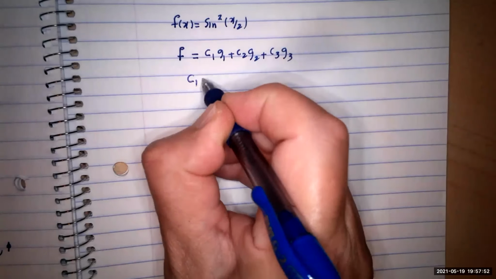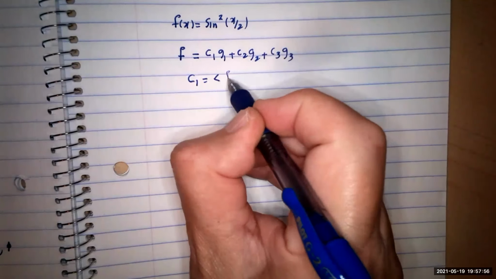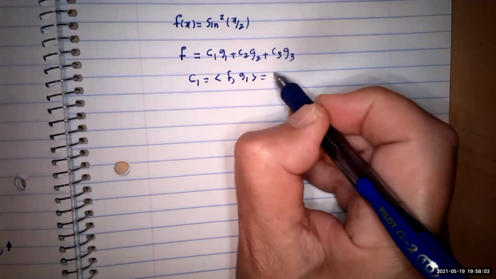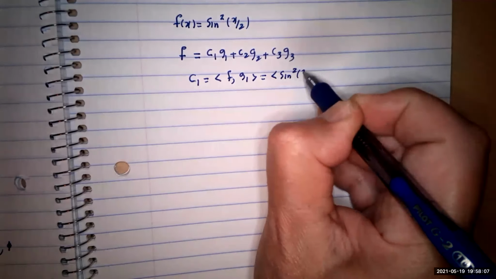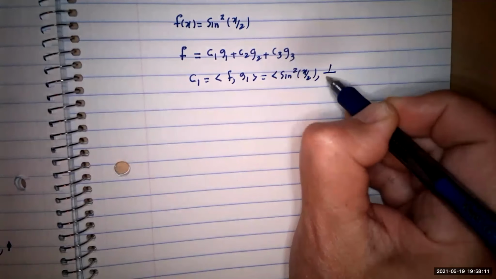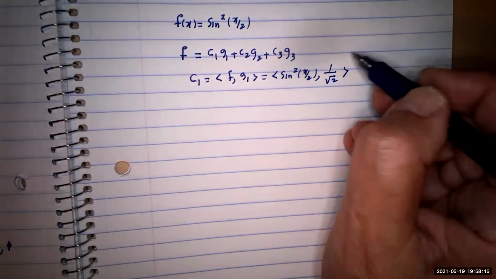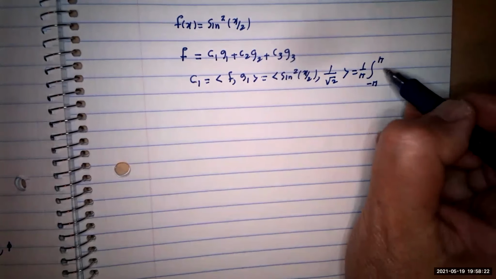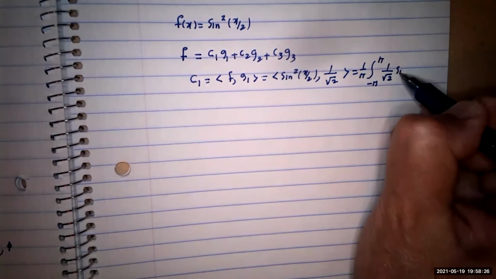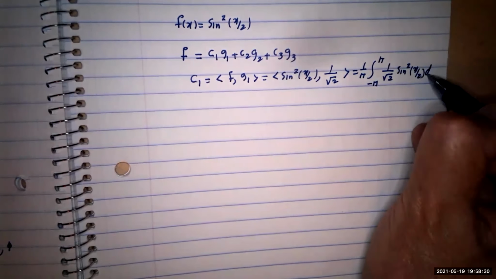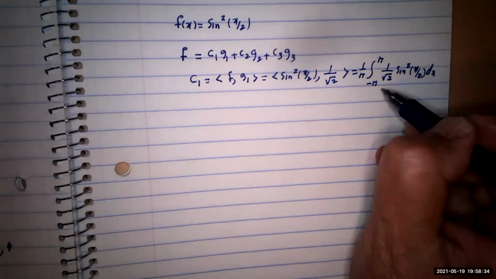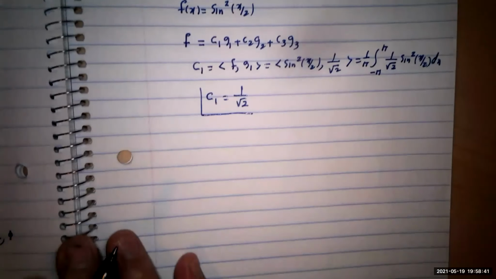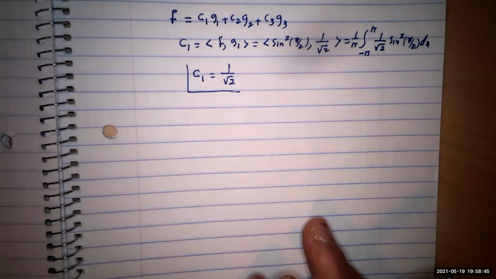So what's going to be the c1? c1 is the inner product of f and g1. So f is the sine squared of x half, and g1 is simply 1 over radical 2. The integral is 1 over pi, negative pi to pi, of 1 over radical 2 times sine squared of x half dx. I'll give you a better example later. If you simplify it, c1 would be 1 over radical 2. It would be too much for the sine square, but it's nice to know it.